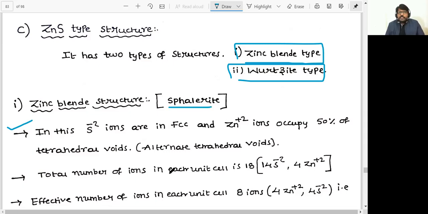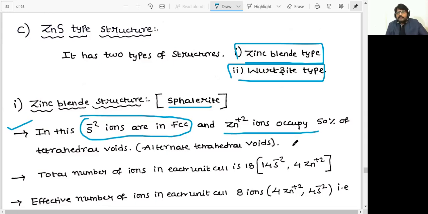The only information you should remember is that the sulfide ions form an FCC lattice, face-centered cubic lattice, and Zn2+ ions occupy 50% of the tetrahedral voids. With this information and the knowledge you gained in the previous videos, we can develop each and every parameter spontaneously without memorizing.